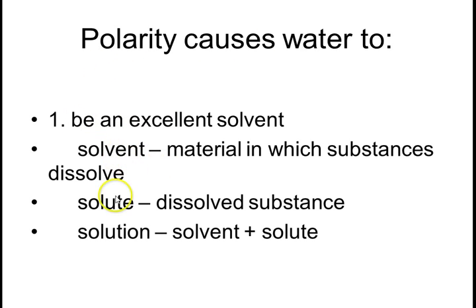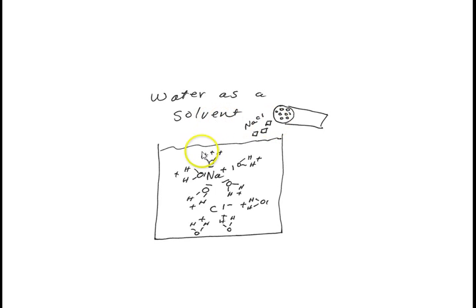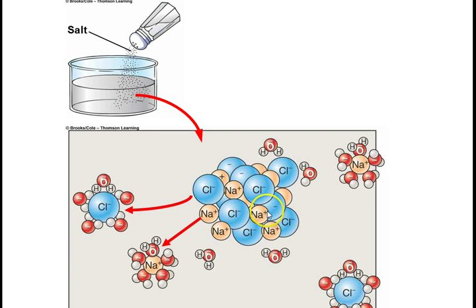We looked at the terms solvent, solute, and solution. Water, of course, is the solvent. Solute is what's dissolved in the solvent. And here we're looking at something like table salt dissolving in water. The material that dissolves in water has electrical charges that interact with the charges on the water. Okay, and there's the diagram from your textbook.